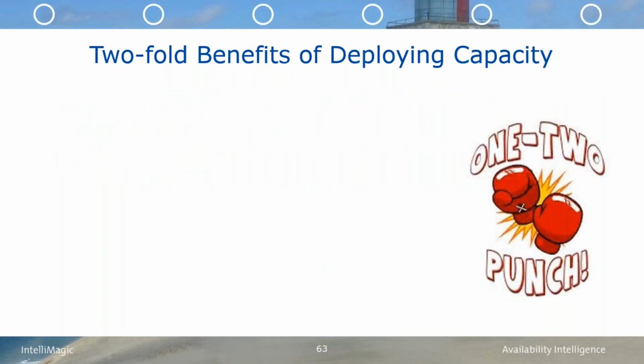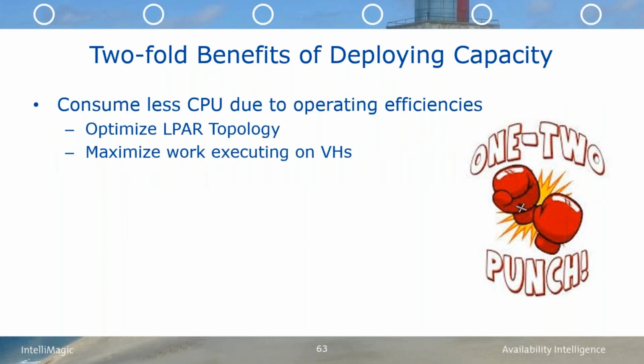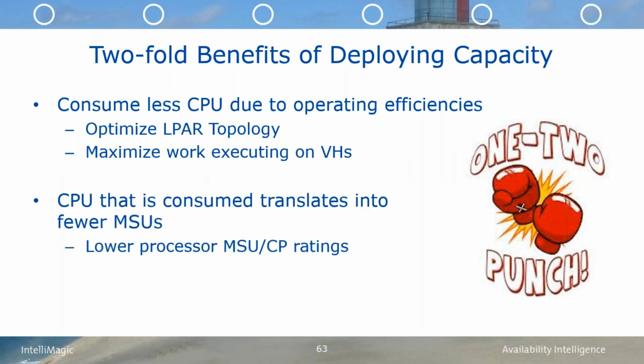So there's a one-two punch in terms of the benefits of deploying additional hardware capacity while running at lower utilizations. First, less CPU is consumed due to operating efficiencies from more effective use of processor cache and other operating system efficiencies through optimizing LPAR topology and maximizing work executing on vertical highs. And second, the CPU that is consumed translates into fewer MSUs due to the decrease in the processor MSU per CP ratings.